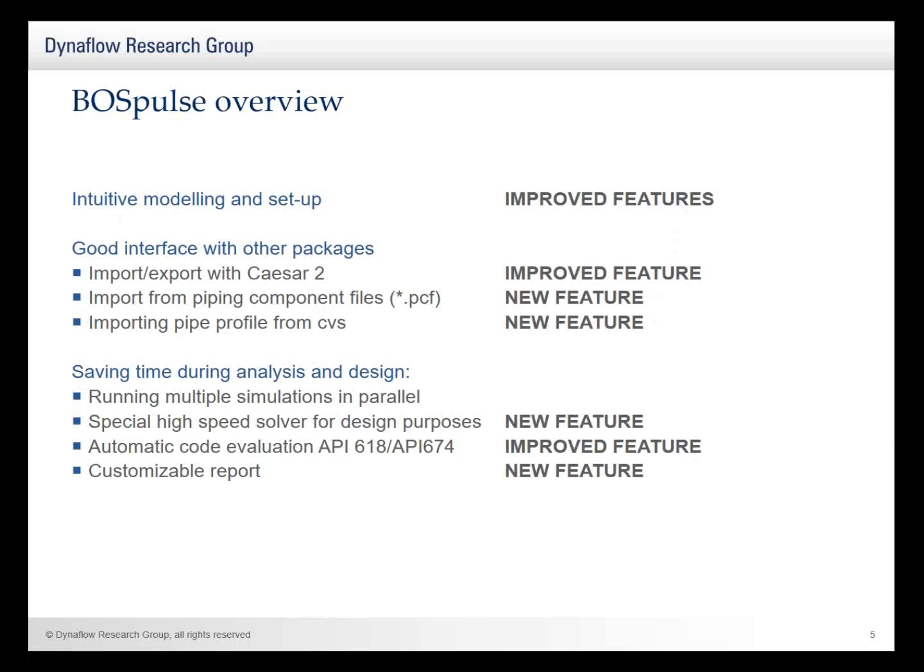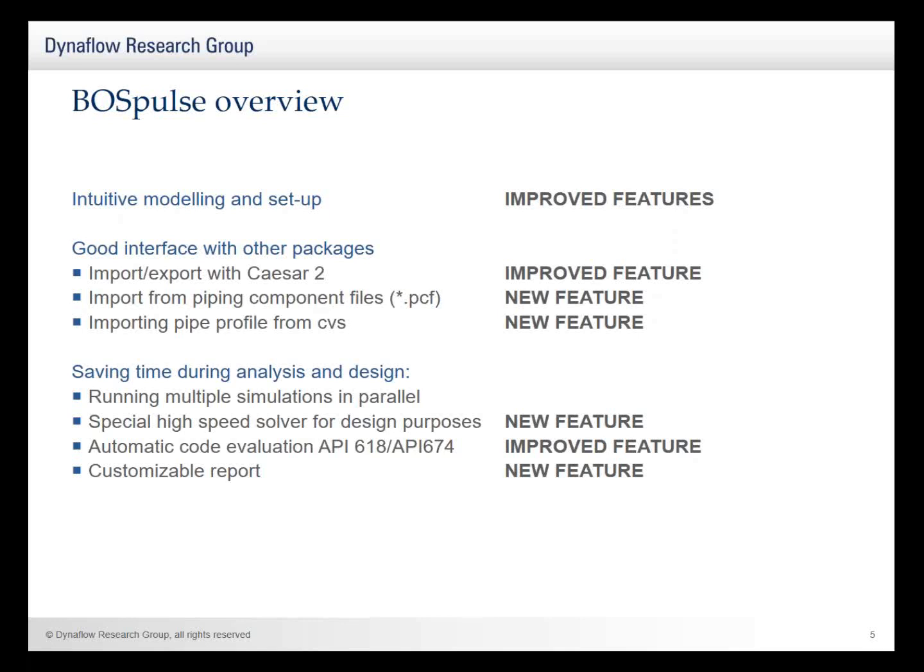A new feature that we added is importing piping component files. So most CAD programs can create a PCF file, and we can use that to create a model. For pulsation analysis, we have not used it that much, but especially for surge analysis, very large systems, I believe even, it sounds to me almost unbelievable, 1,000 isometrics we have imported and created a model from. So that really helped our workflow in setting up a model.